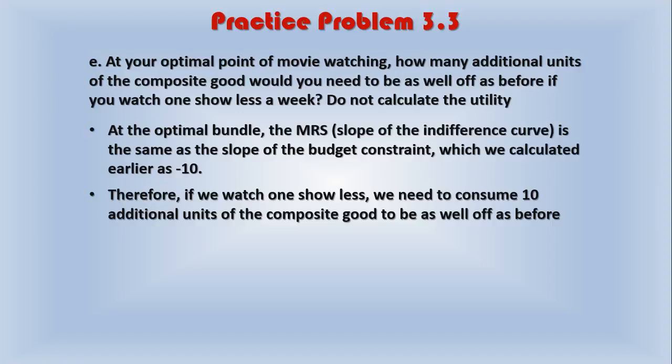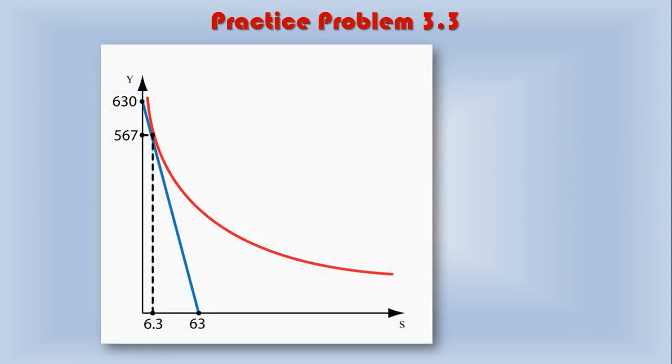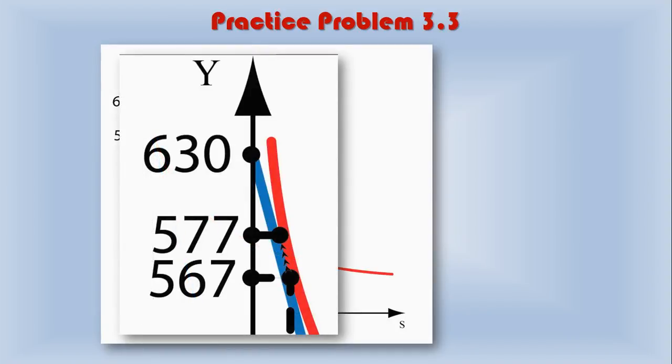And so to answer that question, you just need to remember that at the optimal point of consumption, we know that the marginal rate of substitution is equal to the slope of the budget line. We know what the slope of the budget line is. So this is telling me that giving up one movie would require 10 units of money for me to be as happy as I was before. So that I would be indifferent between those two consumption bundles, which is what you need to be along the same indifference curve. So essentially, to maintain the same level of satisfaction, you're on the same indifference curve.